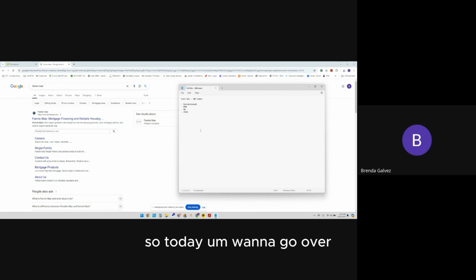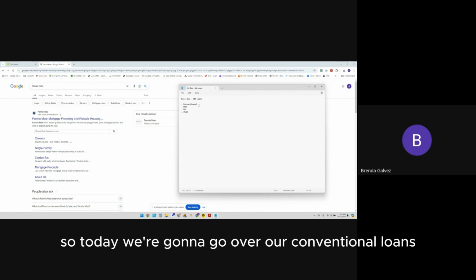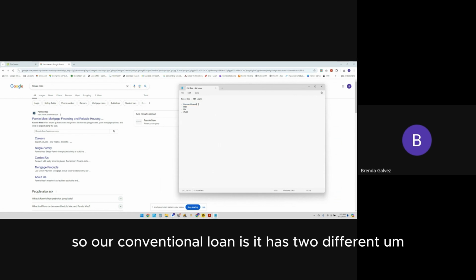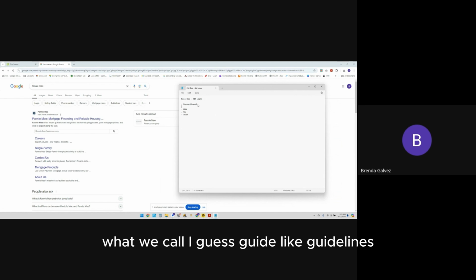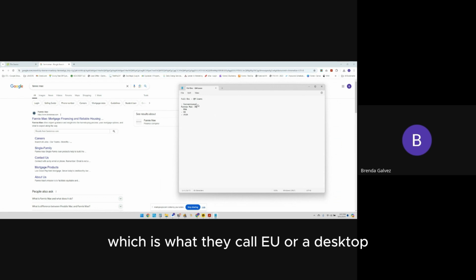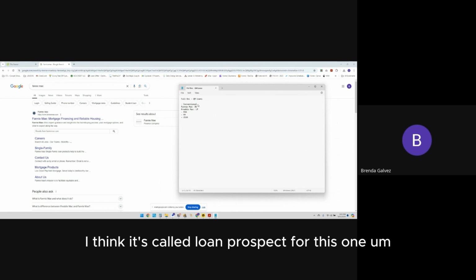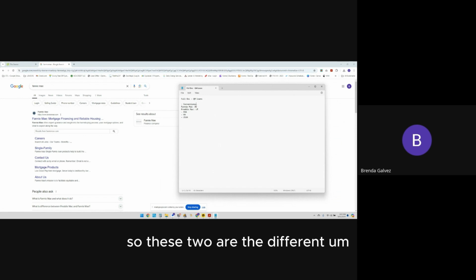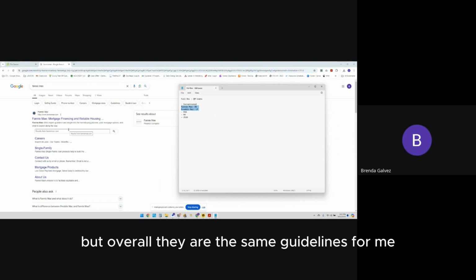So eventually, we're going to go over all of them, but today we're going to go over our conventional loans. Our conventional loan has two different guidelines, though they're not too different. We can go with Fannie Mae, which is what they call DU, or Desktop Underwriting, or we have Freddie Mac, which is known as LP, I think called Loan Prospector. You can look for the guidelines. They are slightly different, but overall they are the same.